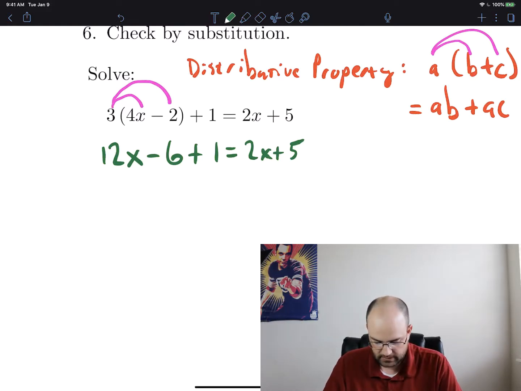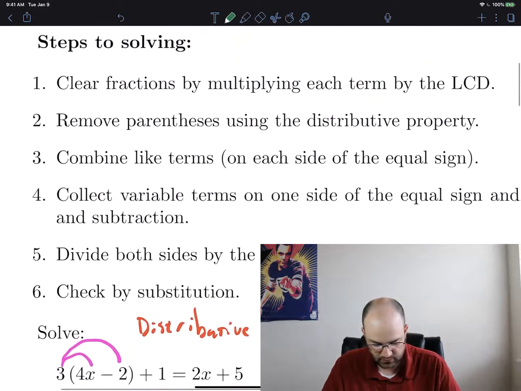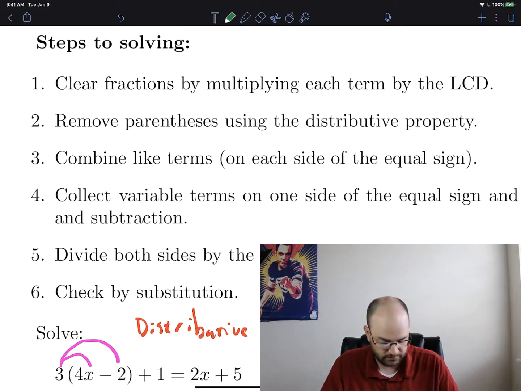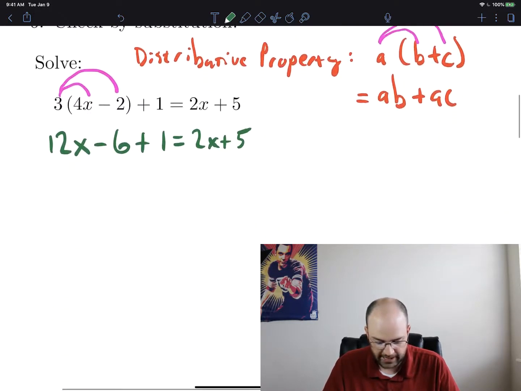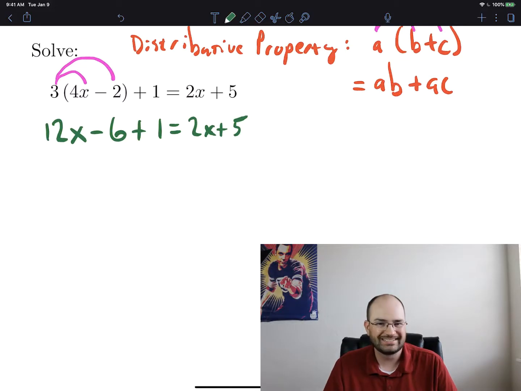Excellent. Now, at this point, we have just distributed, which means we have just completed step 2. The next step is to combine like terms. Now, what are like terms? Like terms are terms with the exact same variables, each raised to their exact same exponents. And we need to look at this as each side of the equal sign.